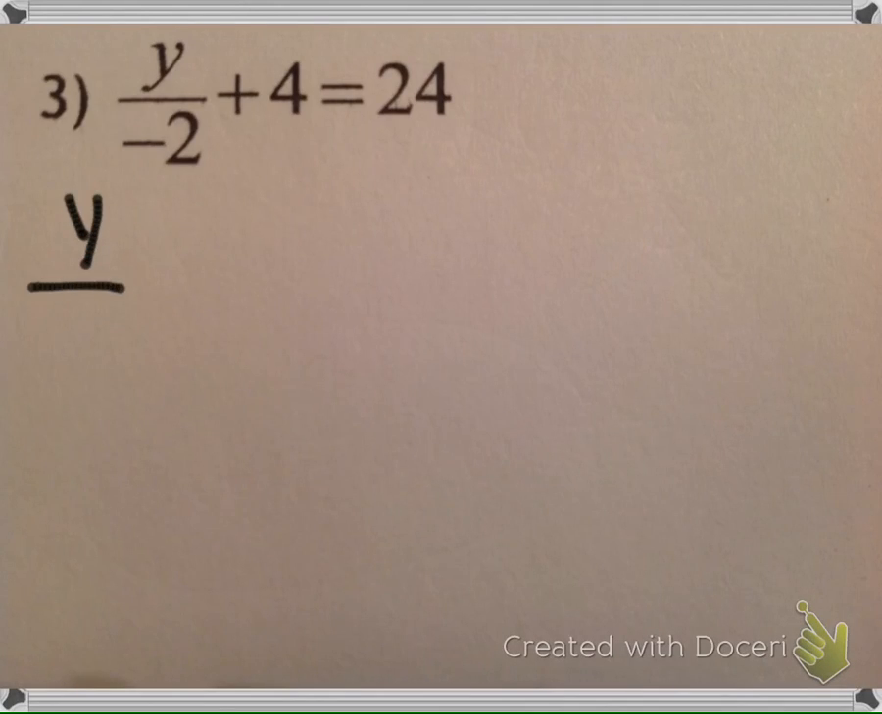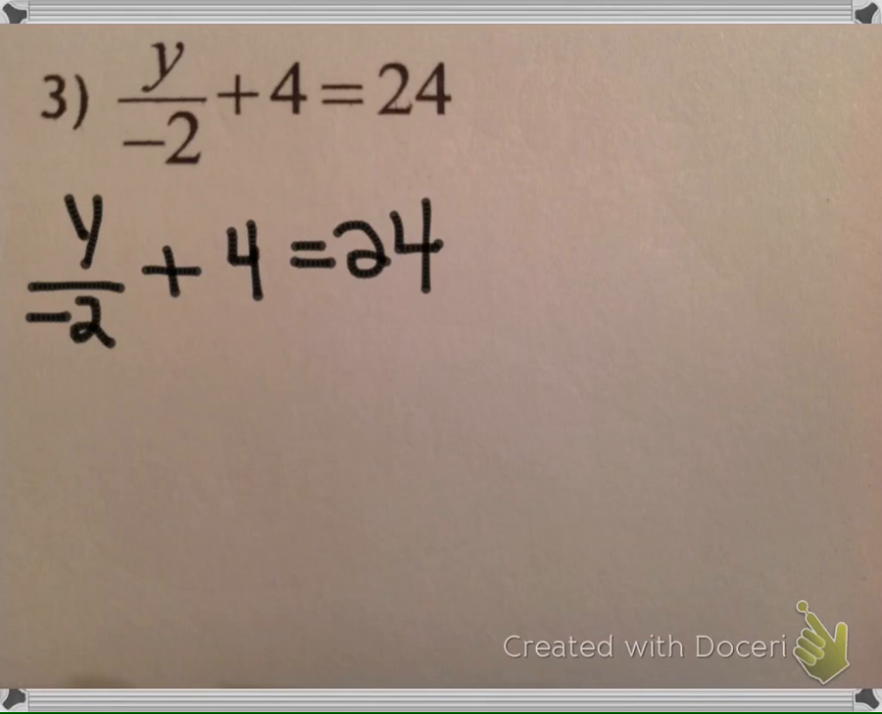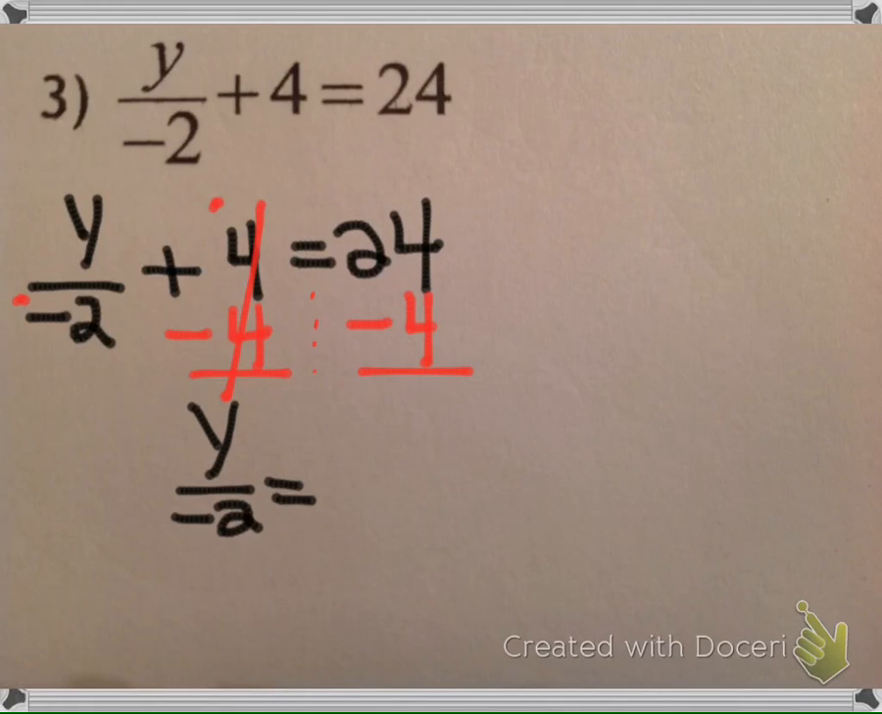Okay, I have y over -2, which is division, y divided by -2, plus 4 equals 24. We want to get y all by itself. In order to get y by itself, we need to get rid of this -2 and this plus positive 4. Okay, so the first thing we're going to get rid of farthest away from the y is the plus 4. So the opposite of addition is subtraction. I'm going to subtract 4. Whatever I do to one side, I have to do to the other. Okay, positive 4 minus 4 cancels out. That's 0. You're left with y divided by -2 equals 24 minus 4, 20.